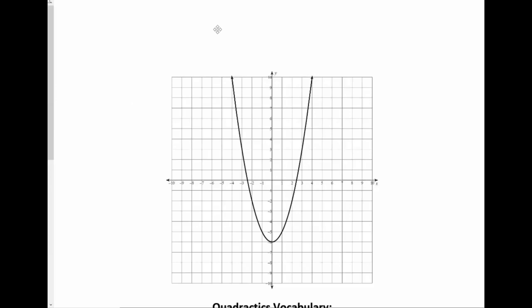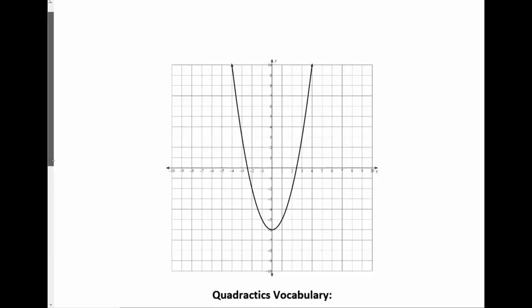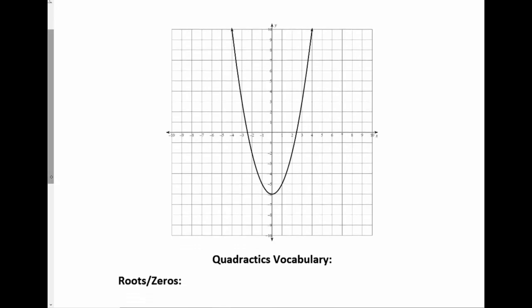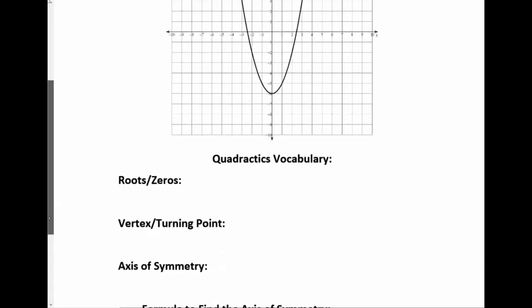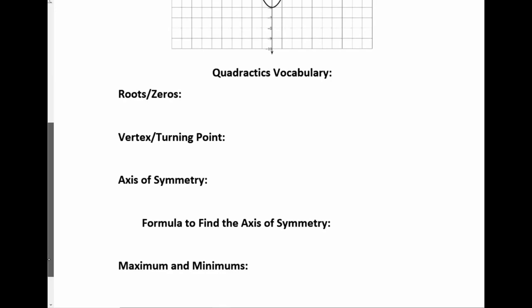Okay, so here on page 2, you can see that there is another example of a parabola. This curved line, remember, is called a parabola. Now, this one looks very similar to the one that we completed on page 1, but it's a little different. It's a little lower on the graph. So I want to use this picture to introduce some vocabulary to you. First, I want to talk about what roots and zeros are.